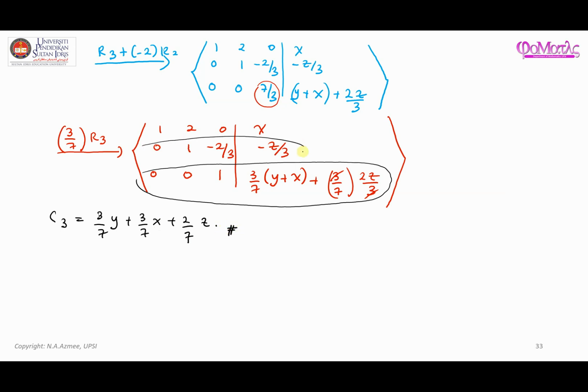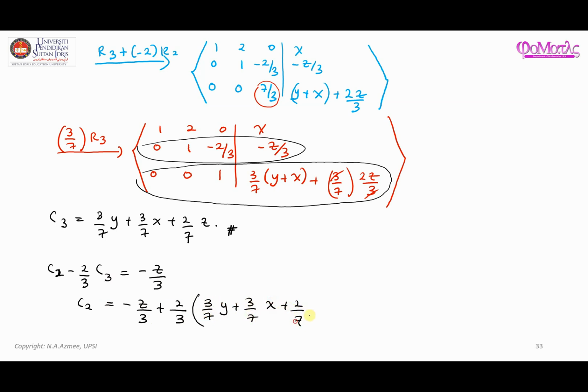Next, if you consider this part here, you will have C2 minus 2 over 3 C3 is equal to negative z over 3. So C2 is negative z over 3 plus 2 over 3 C3. So what is C3? I'm just going to substitute the result straight away. So here is C3, 3 over 7y plus 3 over 7x plus 2 over 7z.